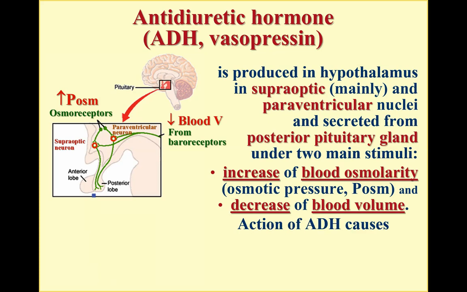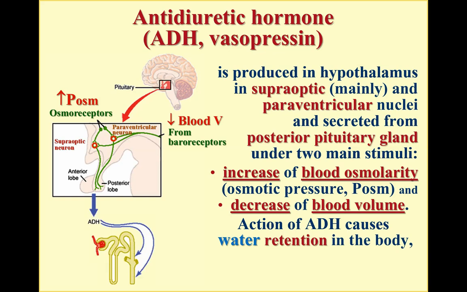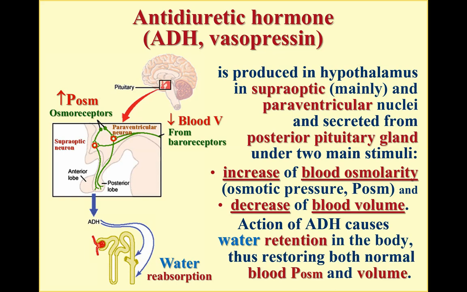Action of ADH in its physiological levels produces water retention in the body, which is achieved through stimulation of receptors in the distal parts of kidney nephrons, where water reabsorption occurs. Thus, both blood osmotic pressure and blood volume are restored. Water reabsorption produces dilution of body fluids so that osmotic pressure, increased earlier, becomes now closer to normal, fully restored back to normal. And water reabsorption also contributes to restoration of blood volume and finally blood pressure.